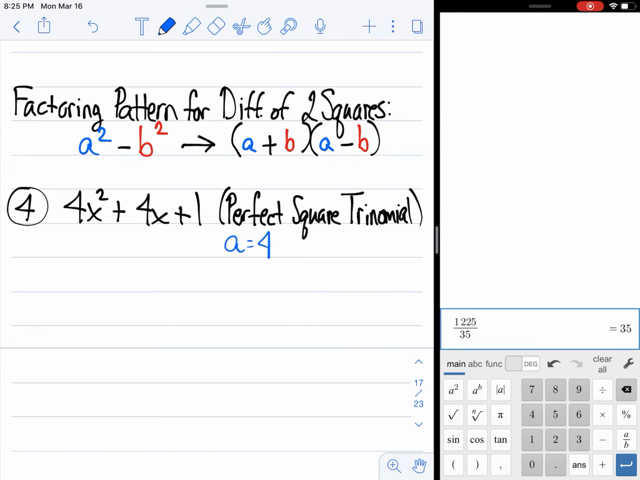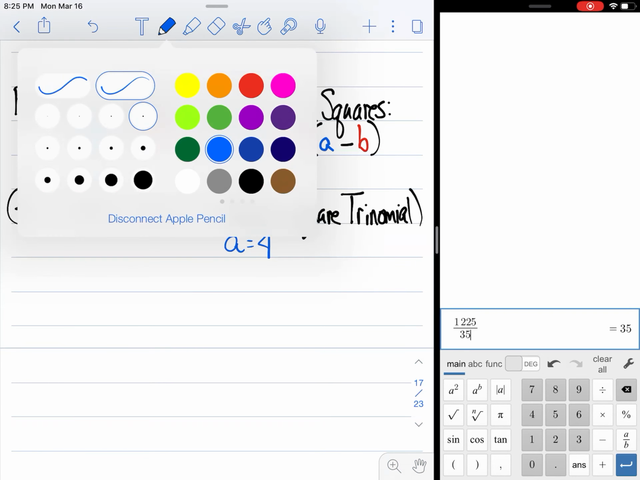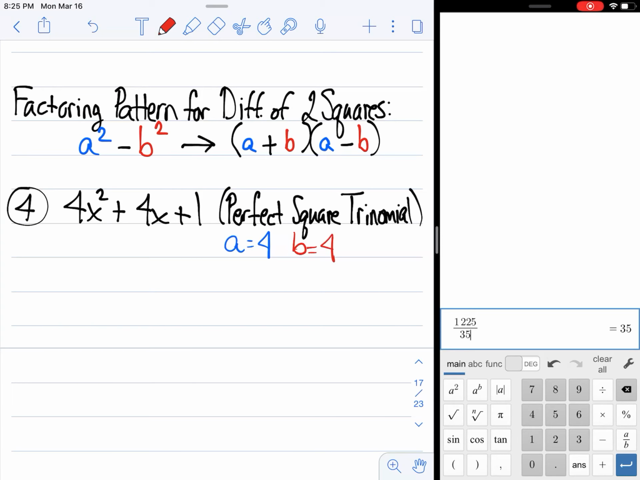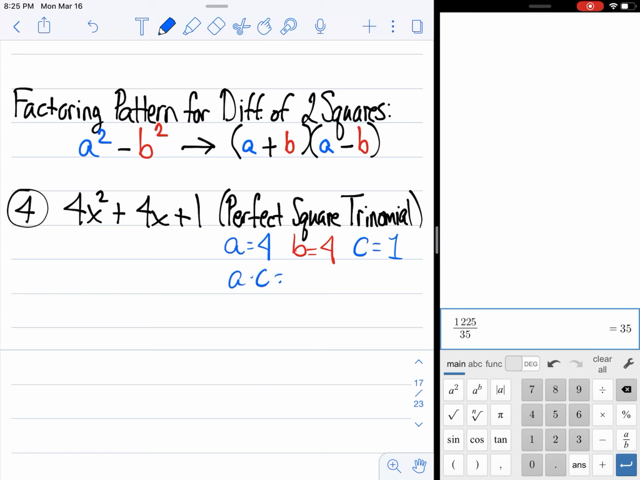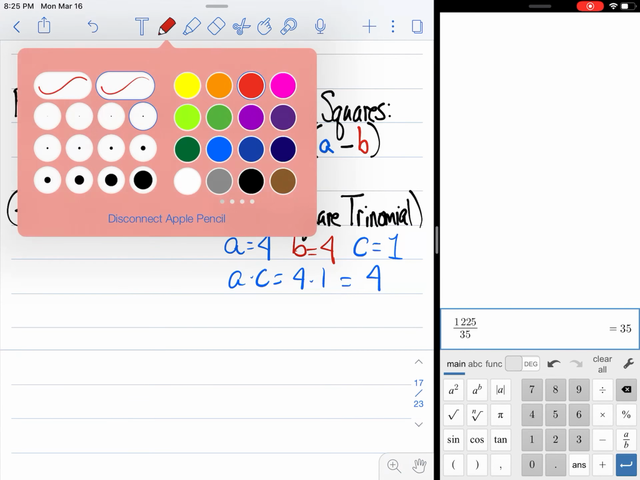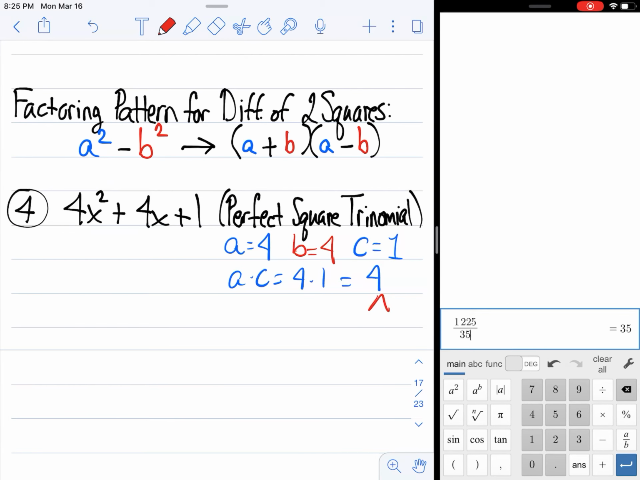So A is 4. B is 4. And C is 1. So when I multiply A and C together, I get 4 times 1, which is 4. So I need a factor pair of 4 that adds to 4. Well, there's not very many factor pairs of 4. So I can try 1 and 4, or I can do 2 and 2. And 2 and 2 is the one that I want. I want them both positive because my sum is positive and my product is positive.